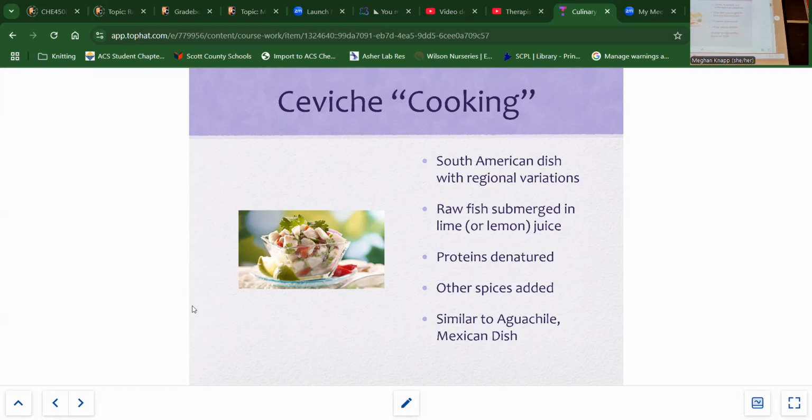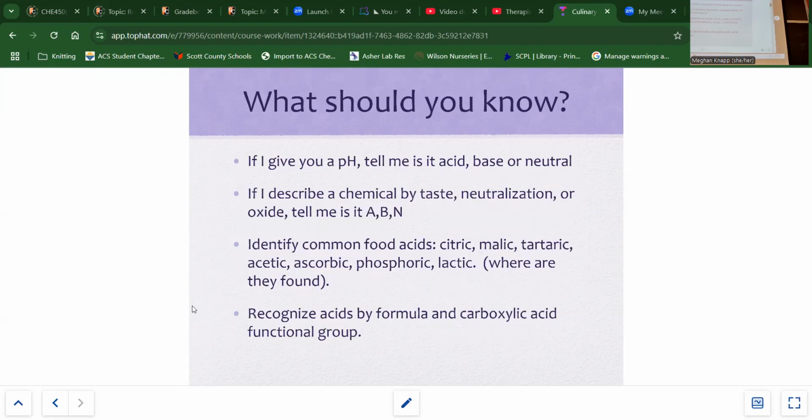All right. So we can use acids to cook our foods. All right, so what do you need to know? If we have a quiz next week that covers this, well, we will have a quiz next week that covers this. If I give you a pH, tell me, is it an acid, base, or neutral? So remember, below 7 is an acid, above 7 is a base, 7 exactly is neutral.